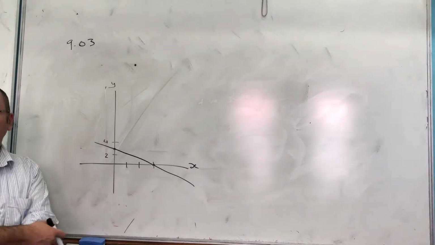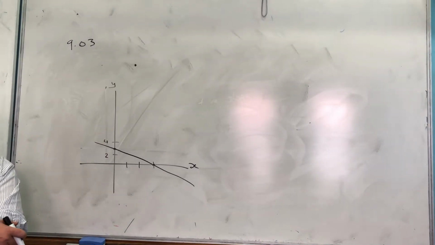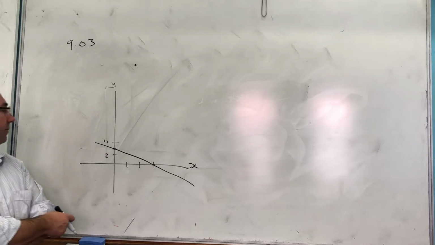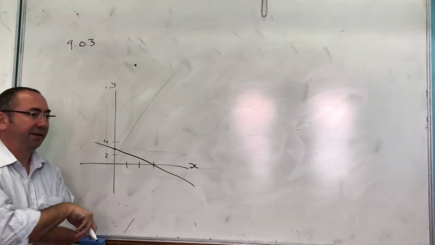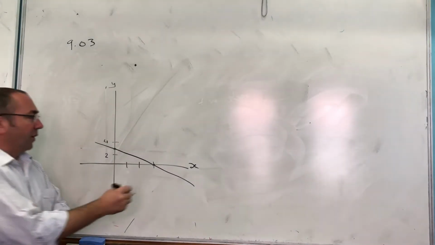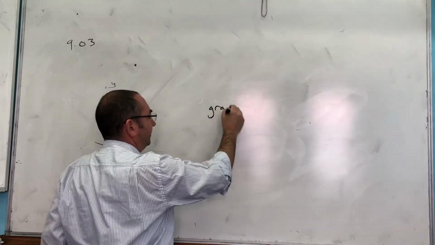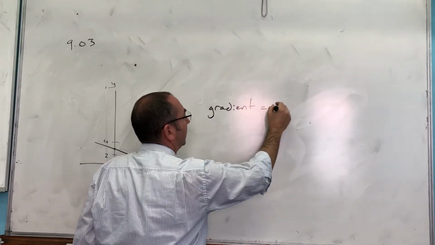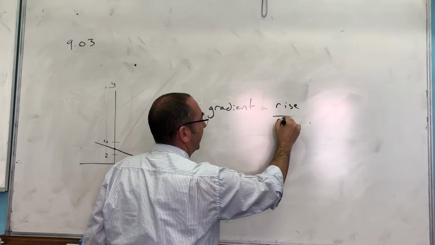First of all, a positive or a negative slope? Negative slope, okay, because the bike would be going downhill. Gradient is going to be the rise over the run.